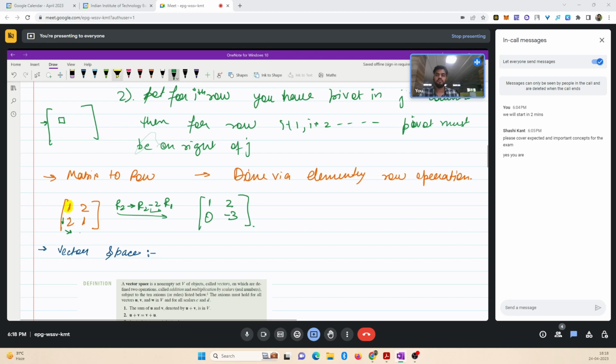Okay. Now we have this pivot element. Oh, sorry, this is not a pivot element. Yeah. So for the second row, we have this pivot element. You can see that this pivot element is towards the right of the first pivot element. Okay. So both the properties of row echelon form are satisfied. So this matrix is in row echelon form. Okay.